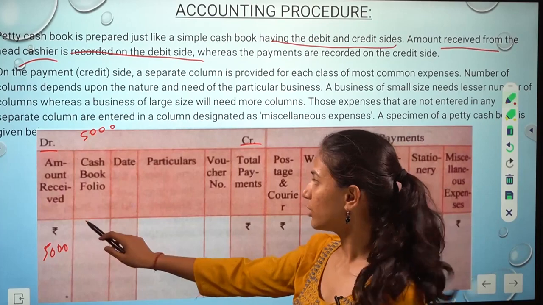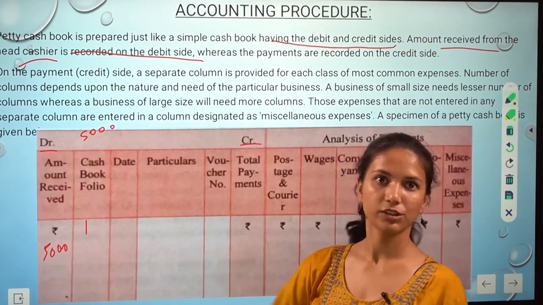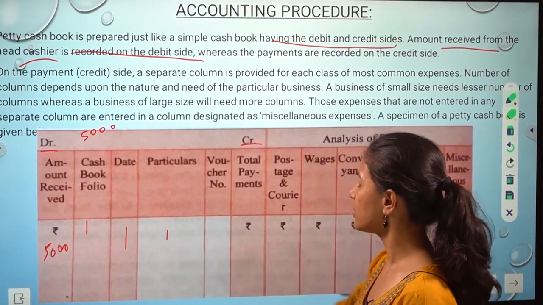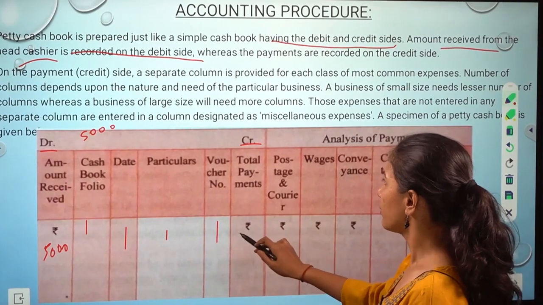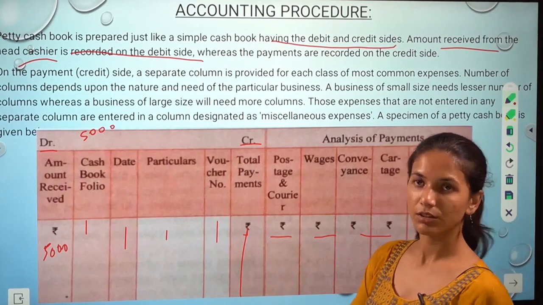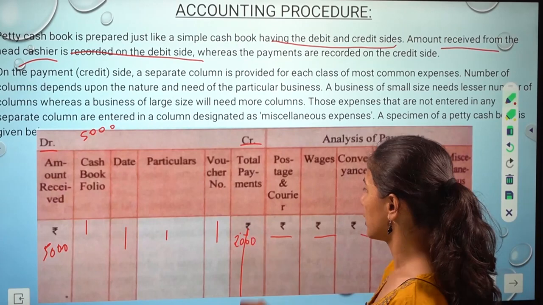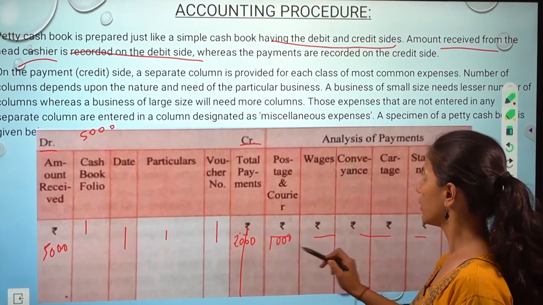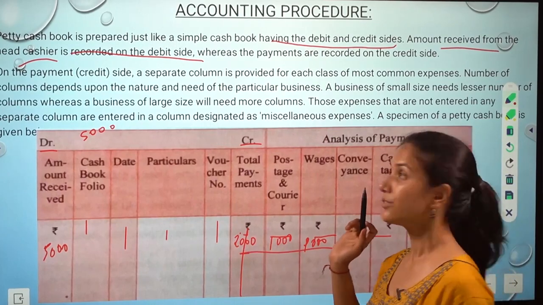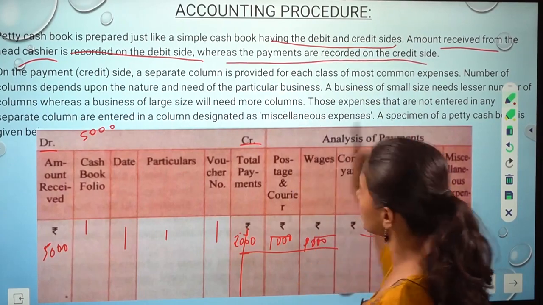Then cashbook folio means whatever page number of cashbook you will be recording this transaction to, that page number you will add here. Then date you have, particulars you have, voucher number you have, and whatever total payments you have made for each transaction. So total payments you have made 2000, let's say from 2000, 1000 is for courier and 1000 is for wages. You will add like this.